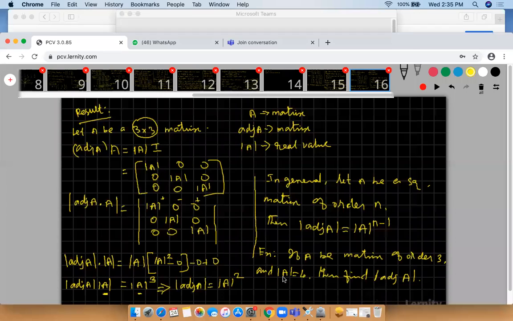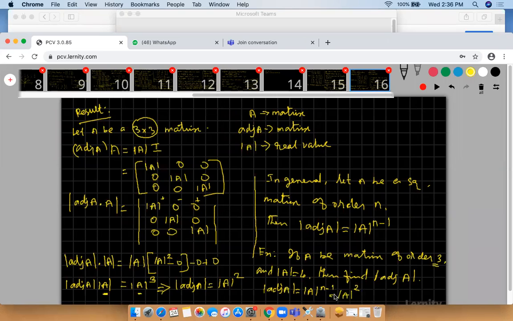Okay, how to find out? We know that the determinant of adjoint of A is equal to determinant of A the whole power n minus 1. What is your n? N means the order of the matrix. Here the order is 3. So therefore, determinant of A the whole power 3 minus 1, that is 2.